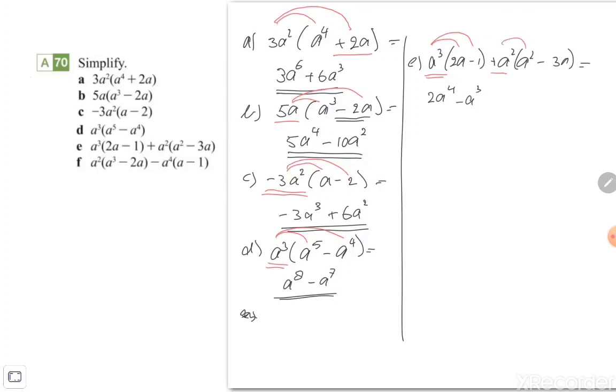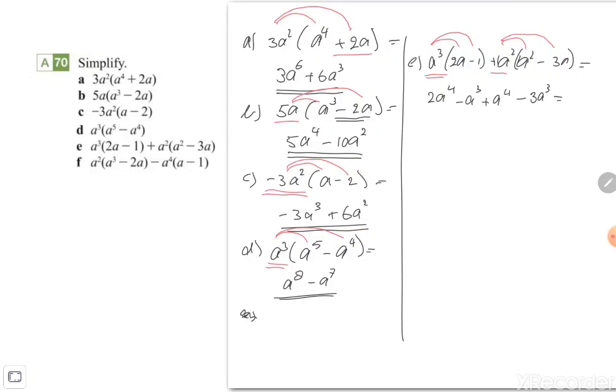A squared times a squared is a positive a to the power of 4, because in front of the a squared there's a 1 and another 1, so 1 times 1 is 1. So a to the power of 4. Then a squared multiplied with minus 3a is minus 3a to the power of 3, because a squared times a is a to the power of 3.